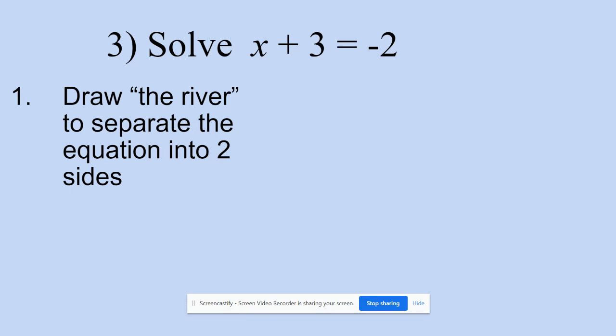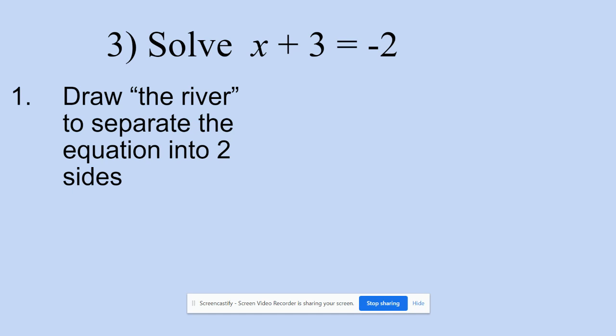Let me tell you just a little bit about that. The river is a line down the middle of the equation through the equal sign. The reason we do that is because, especially when we're just learning how to solve, it's really important that we keep in mind that we have two sides to the equation. And where are those sides divided? Well, they're divided at the equal sign.